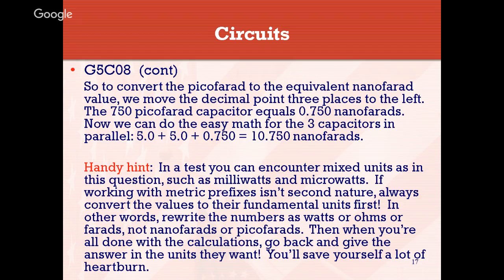So, understanding the quantity these particular metric prefixes represent will help you understand how far you're going to move those decimal places, whether it's going to be 3 or 6 or whatever, and which direction you're going to go with it as well.